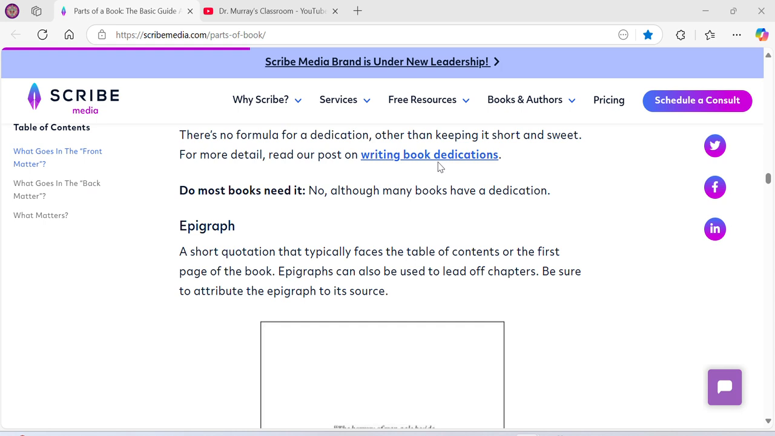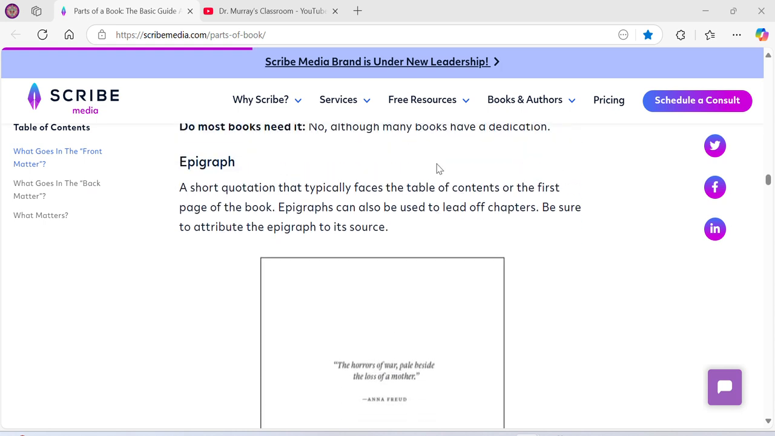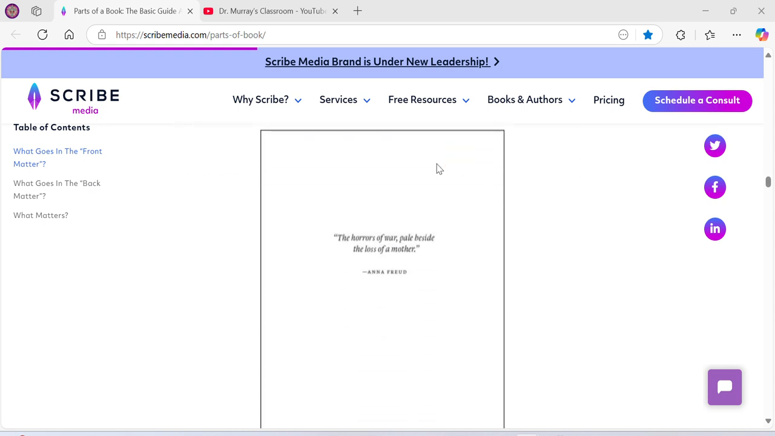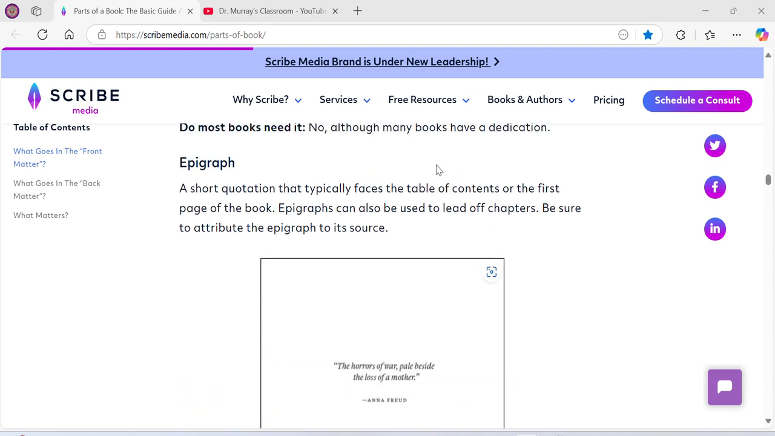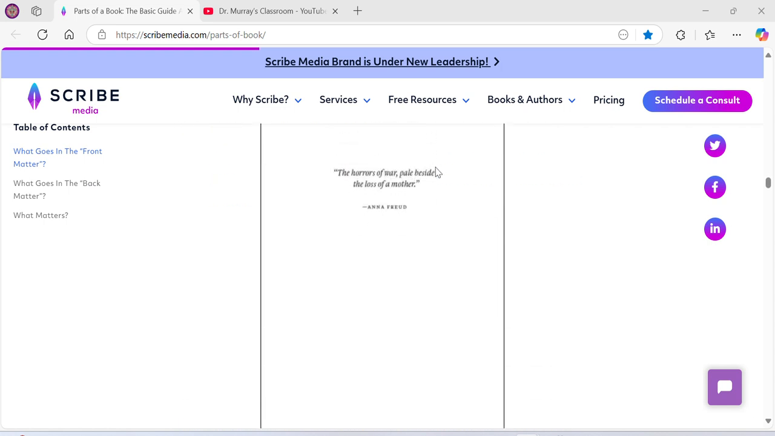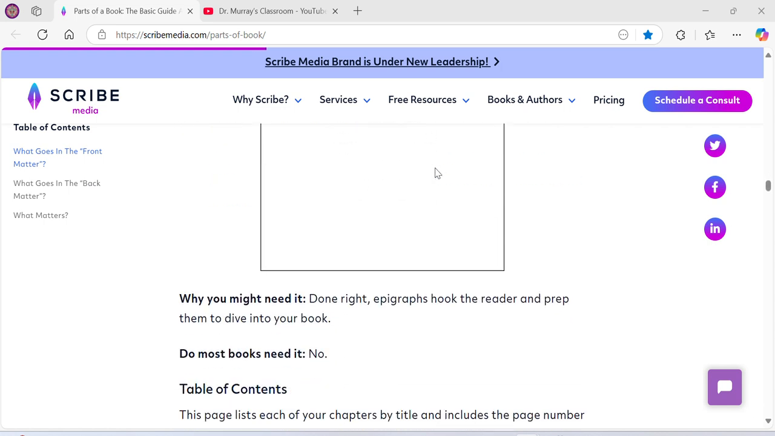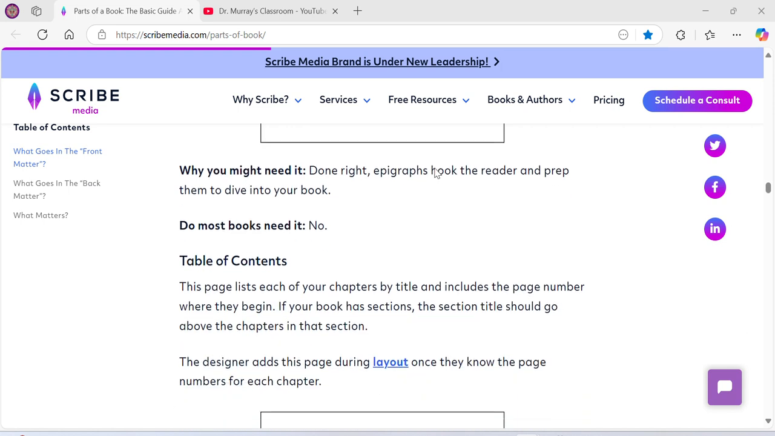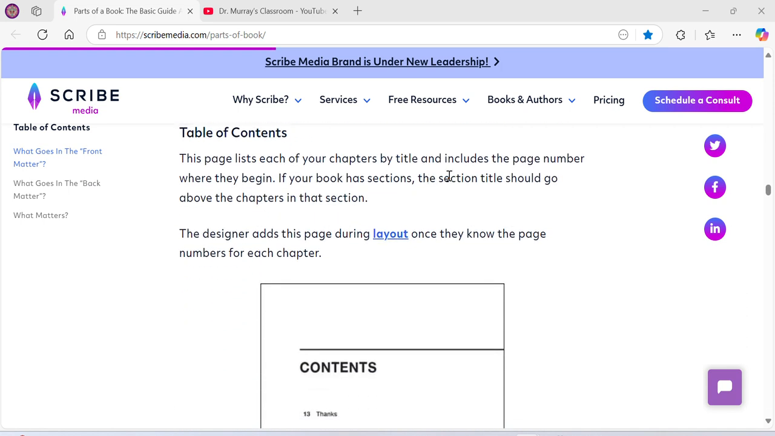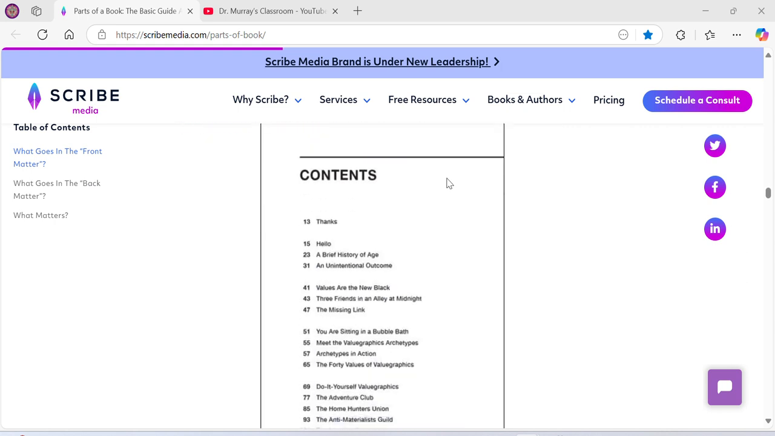Alright, next is like a quotation page. A lot of people put a quote, their favorite quote from somebody, on the next page after the dedication page. I think I do this in most of my books. It's not necessary. Then after that, you have your table of contents.